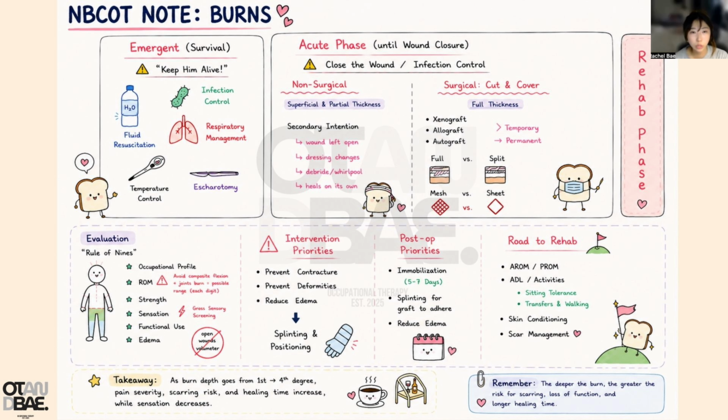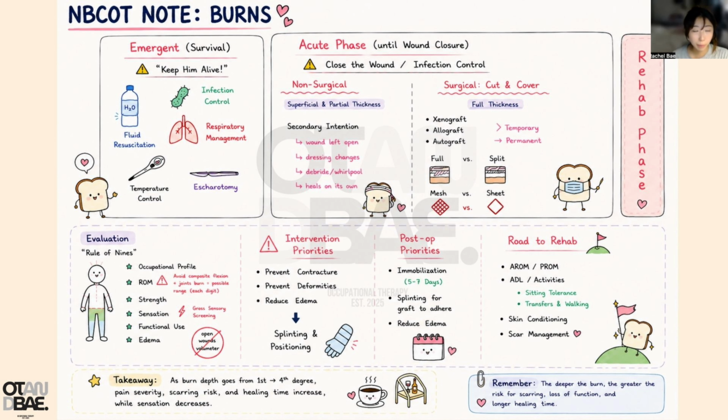So here's something I want you to remember for the exam. If the client is still unstable, OT goals are not about improving handwriting or cooking skills, obviously, right? At this stage, our role is supportive, right? Positioning, edema management, protecting range of motion when medically appropriate, and preventing future complications. So let's now go over to the acute phase.